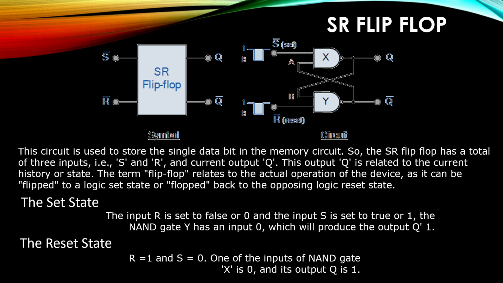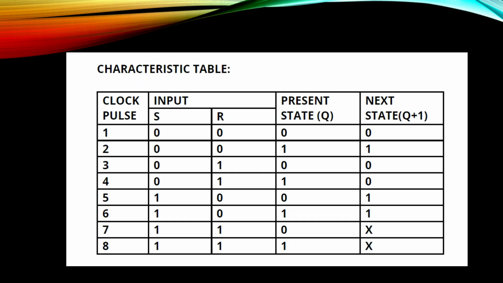In the set state, the input R is set to false or 0 and the input S is set to true or 1. The NAND gate Y has an input 0, which will produce the output Q equal to 1. In the reset state, R equals 1 and S equals 0. One of the inputs of NAND gate X is 0, and its output Q is 1. Characteristic table for SR flip-flop.